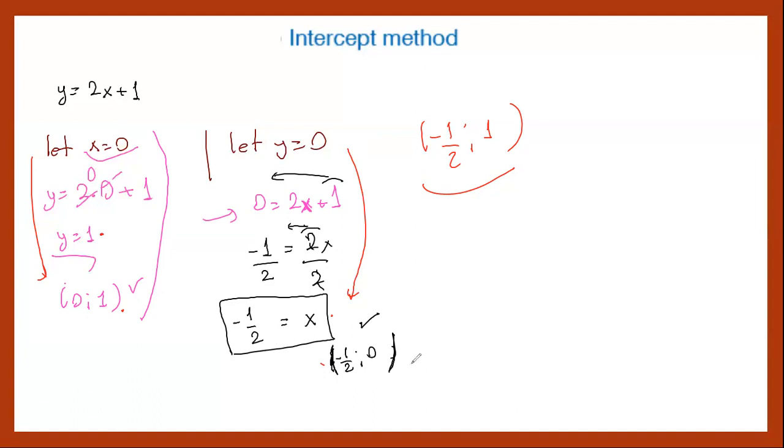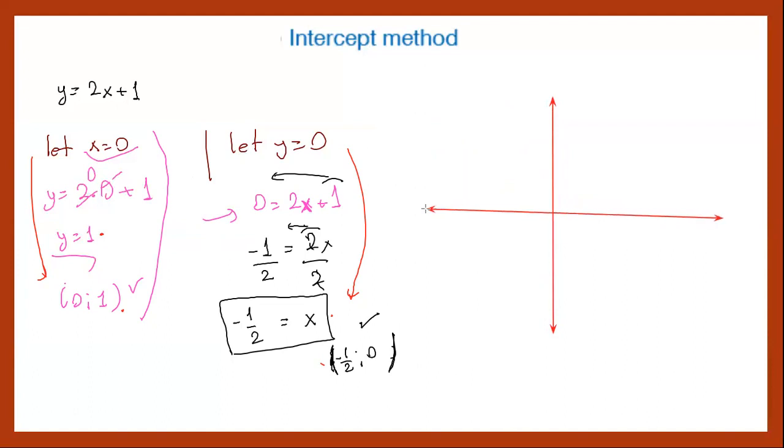To draw any graph, you need to have at least 2 points. With one point, there are some exceptions, which I'm going to show you in some questions later. Except for those, you need 2 points. Did you see the common mistake? Students put x is negative 1 and y is 1. No. See, (0, 1) and (negative 1 over 2, 0). Just don't confuse them. Then you draw your graph.